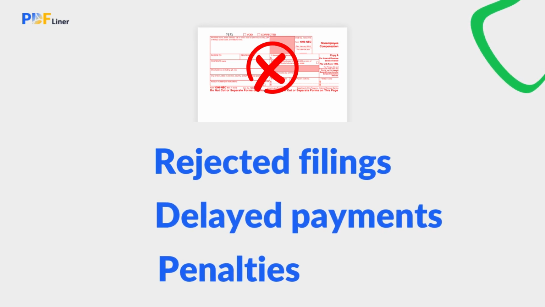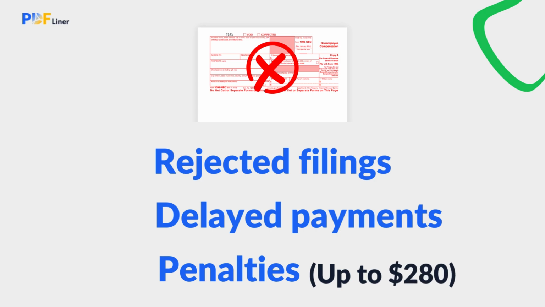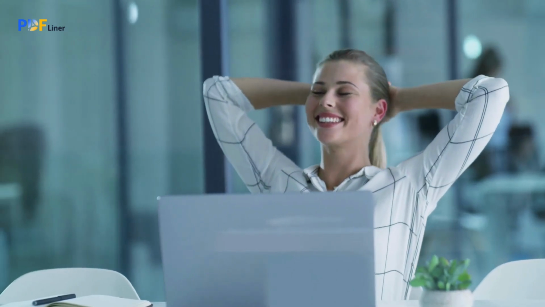A rejected 1099 form can result in unnecessary IRS scrutiny, penalties of up to $280 per incorrect form, and more work to fix mistakes. With TIN verification, PDFLiner ensures your 1099 forms are accurate before you submit them.